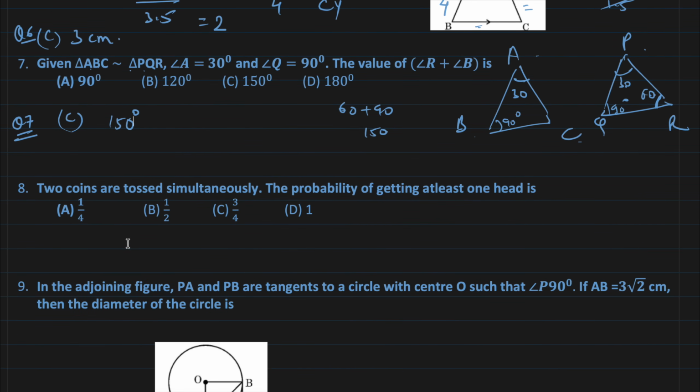Question number 8. So 2 coins are tossed simultaneously. The probability of getting at least one head. So sample space, 2 coins are there: HH, HT, TH, TT. At least one means minimum one, maximum can be more heads. So 1, 2, 3, so it has to be 3 by 4, right? So option number C, 3 by 4 for question number 8, right, students?